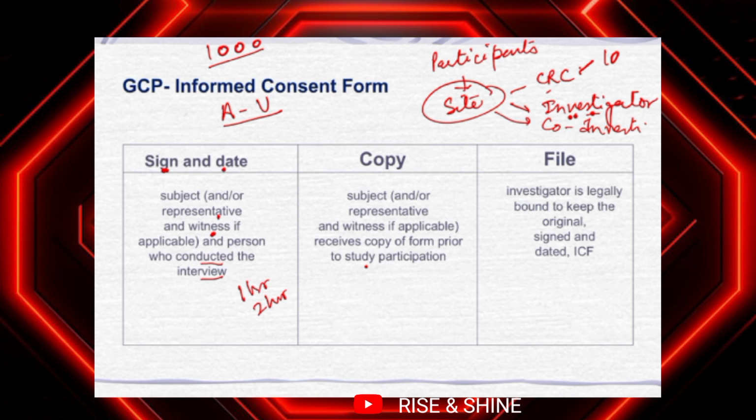One copy of it is given to the subject or representative or witness. They receive one copy for study participation, like okay, they agreed and they are taking part in the particular trial. One is filed in your filing system, it goes to your investigator master file, so it is filed there, right? So it should be signed, dated, and a copy is given to the participant for their reference. They can consult their family members also, they can show it to their doctor as well, and one is finally filed at the site.